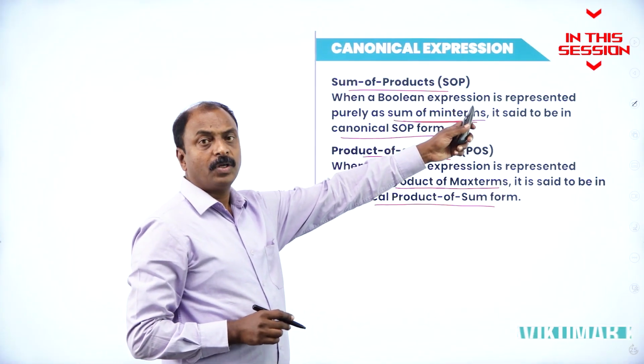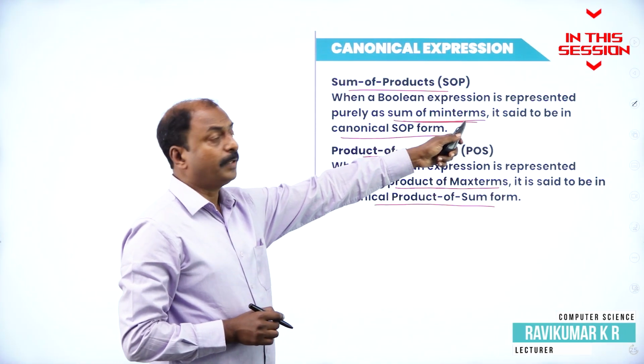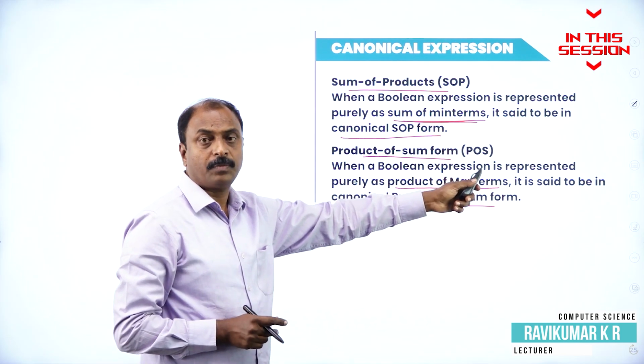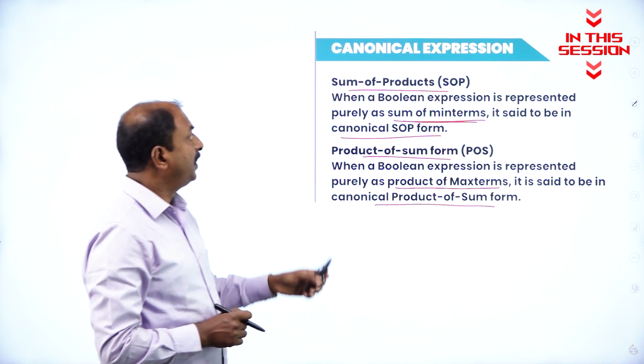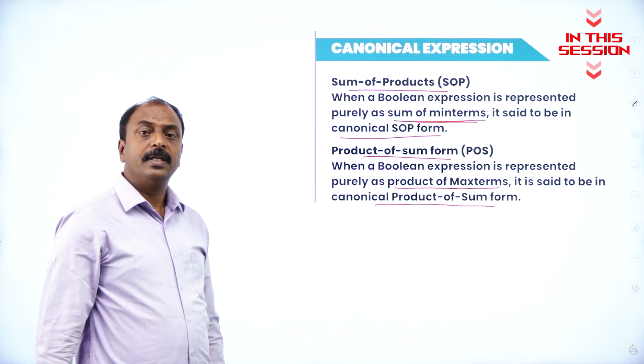In SOP form, we are considering the Minterm equations. In POS form, we are considering the Maxterm expression. So these are two forms of canonical expression.